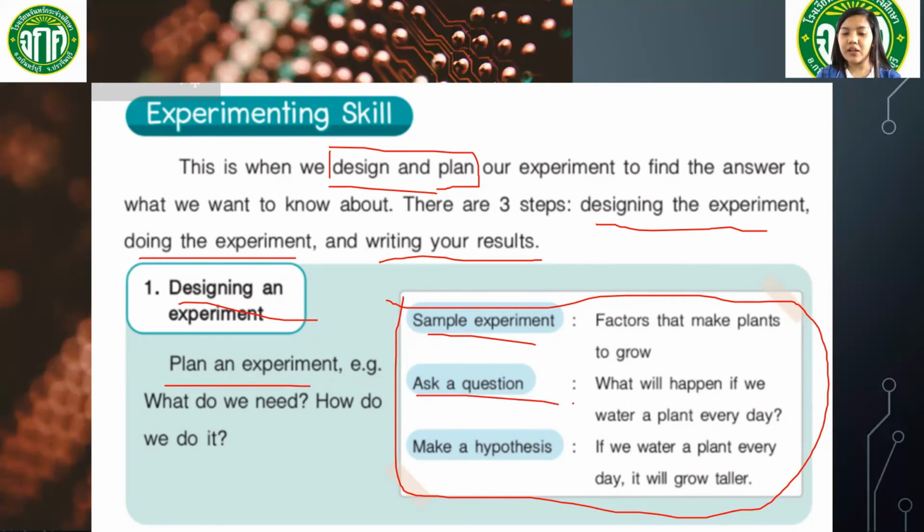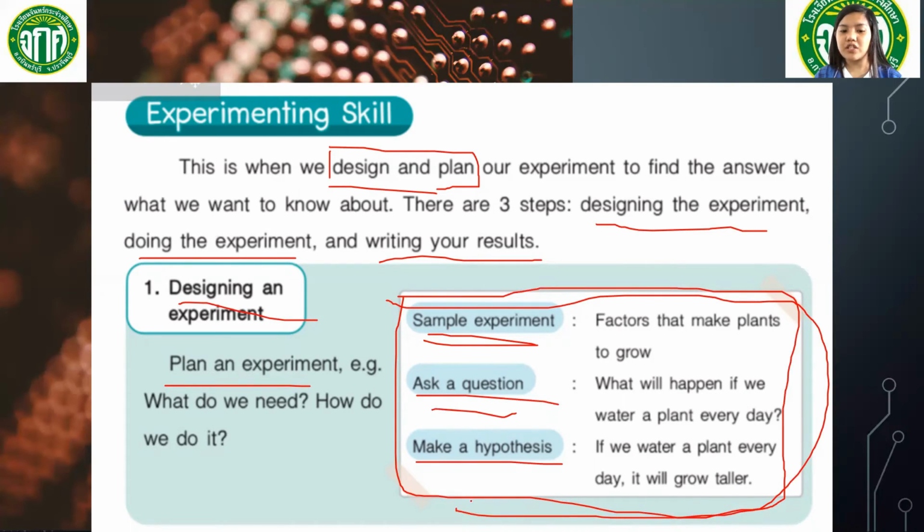And we have made a question. What will happen if we water a plant every day? That is our question. Now we have here a hypothesis. If we water a plant every day, it will grow taller. So this is a sample of designing an experiment. So we have put there the experiment, asking question in the hypothesis.